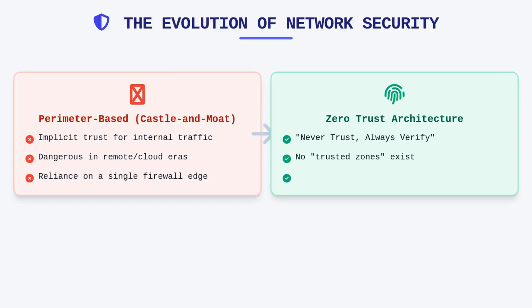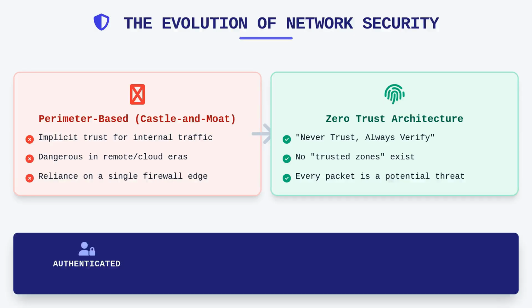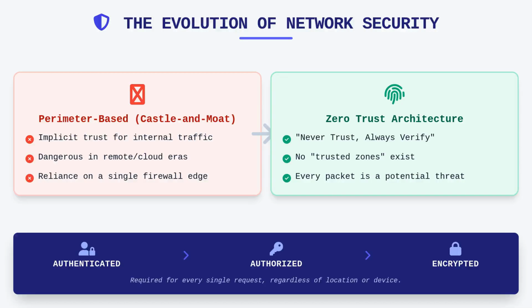Zero Trust operates on the simple but profound premise of never trust, always verify, regardless of where the request originates. This means that even if a user is physically inside the corporate office on a managed device, they are not granted automatic access to internal assets. Every request must be authenticated, authorized, and encrypted before a connection is established, effectively neutralizing the safety of being inside the network. By abandoning the idea of a trusted zone, we stop assuming that internal traffic is benign and start treating every packet as a potential threat.